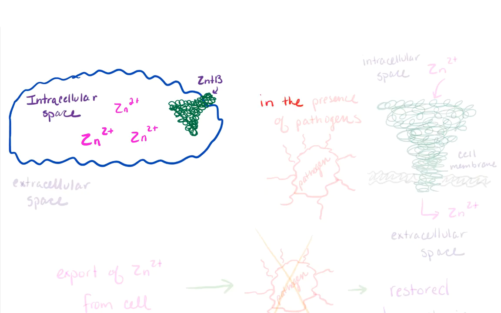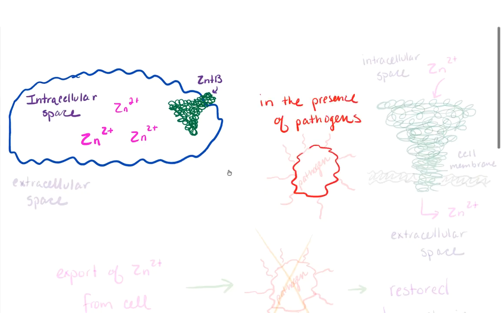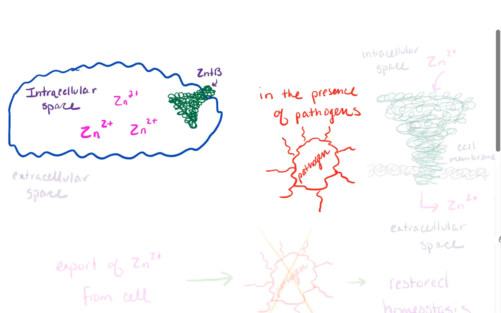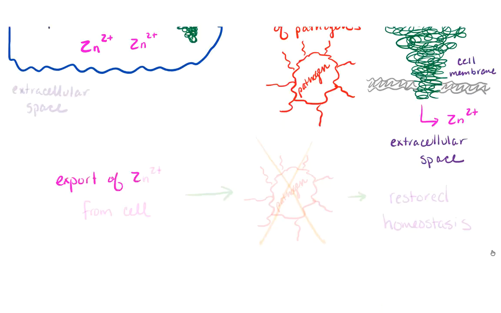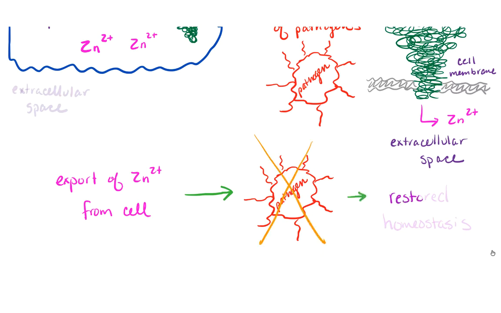Evidence has shown that in the presence of pathogens, divalent zinc is transported from the intracellular space to the extracellular space by ZntB. The export of zinc from the cell by ZntB then suppresses the pathogen viability and cellular homeostasis can be restored.